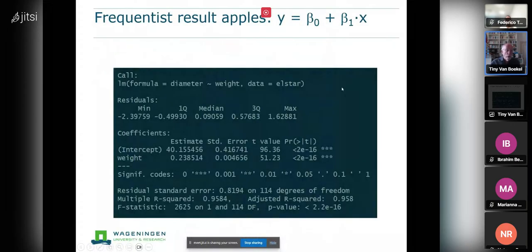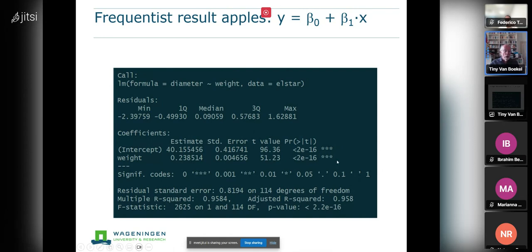If you do the frequentist results, you get the same numbers. So you get the intercept, also 40, and the slope is 0.224, and you get a standard deviation of 0.82. You don't get an error on the standard deviation. You do get an error on the intercept and slope. And again, here you have the p-values, which also indicate here that they are significantly different from zero, which is the null hypothesis. There's no effect. But our p-value tells you that it's very, very unlikely that there is no effect.